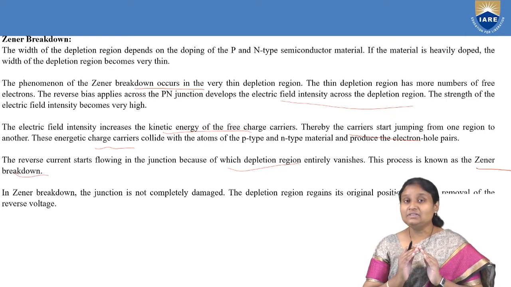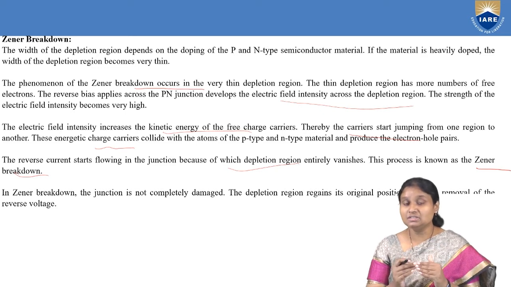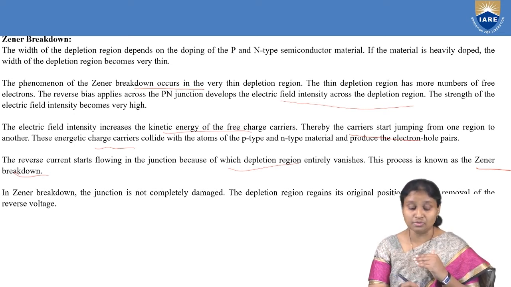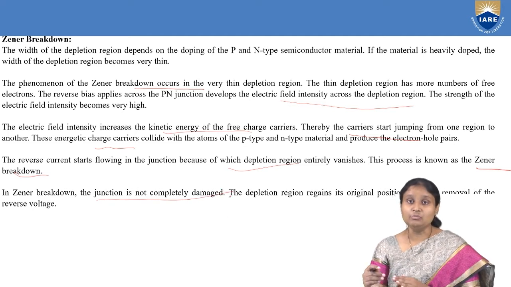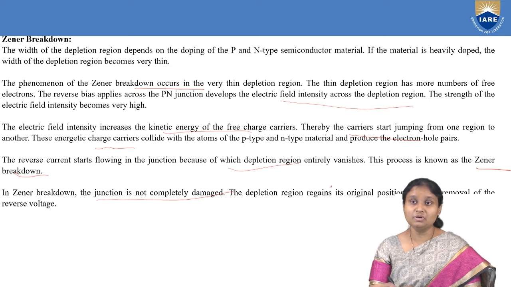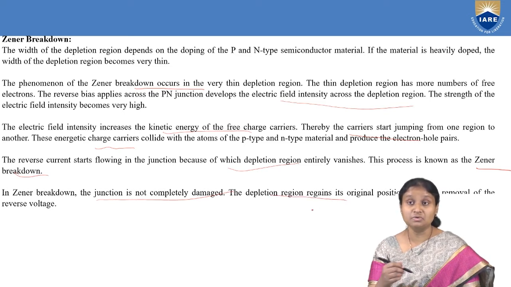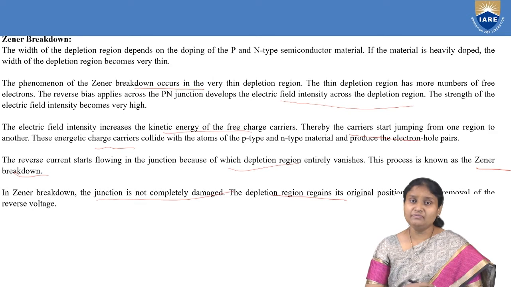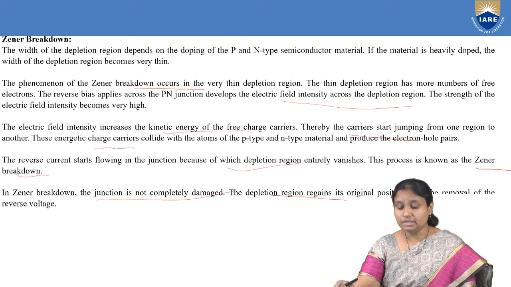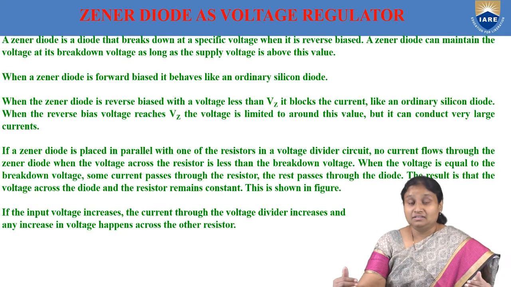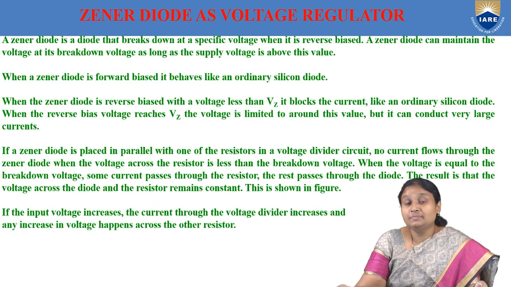And we can conveniently go to Zener breakdown in a Zener diode. Why? Because this Zener breakdown occurs at low reverse bias voltage, which is not going to damage our diode, or our junction will not get damaged. And once we remove our reverse voltage, the depletion region is going to regain its original position, and very conveniently we can use the Zener diode for our next application. Okay, so till now we have seen how this Zener diode becomes conductive even in reverse bias condition.